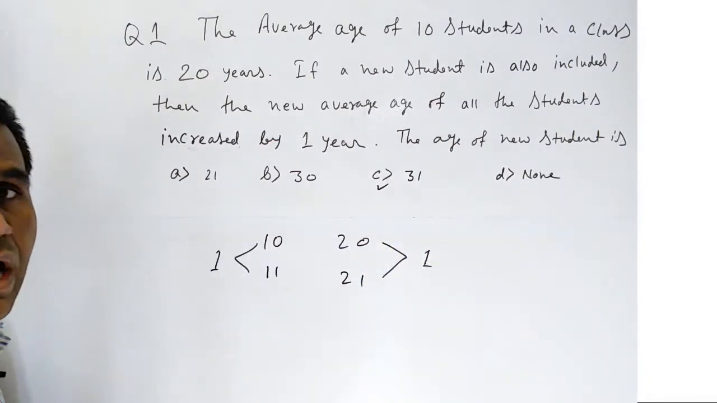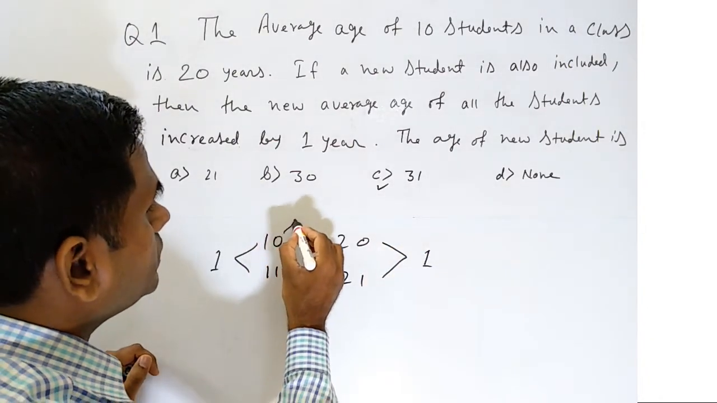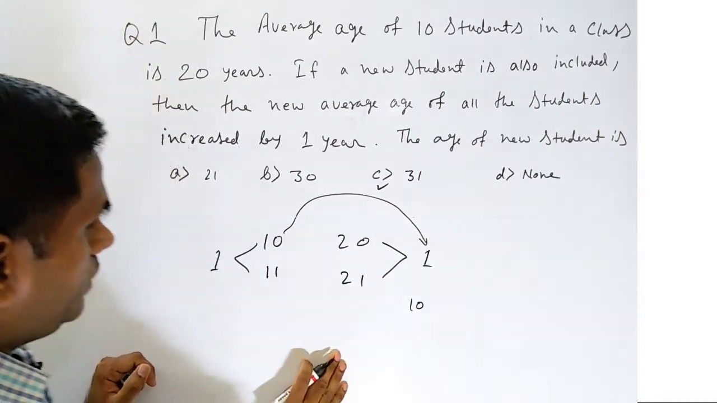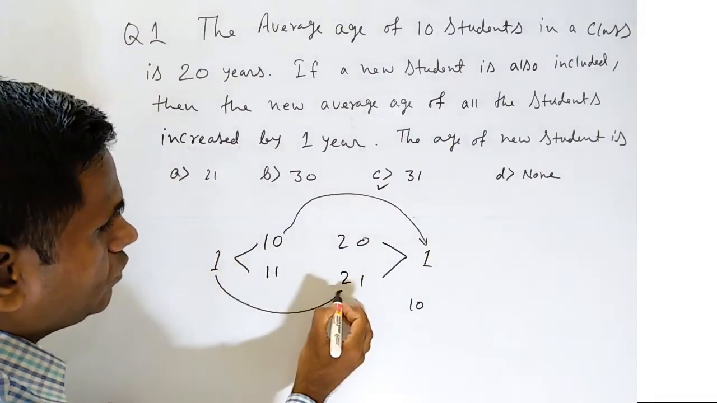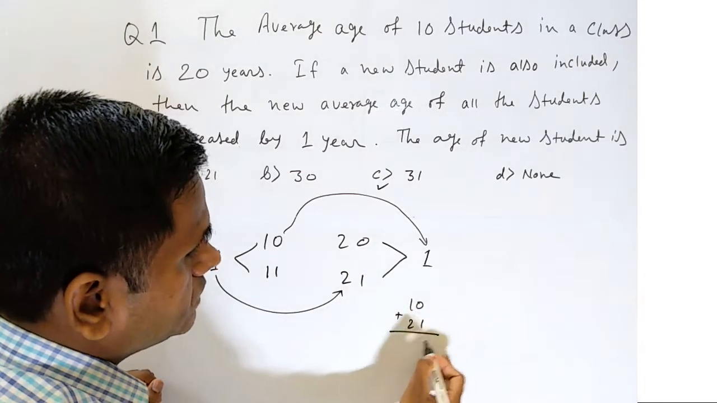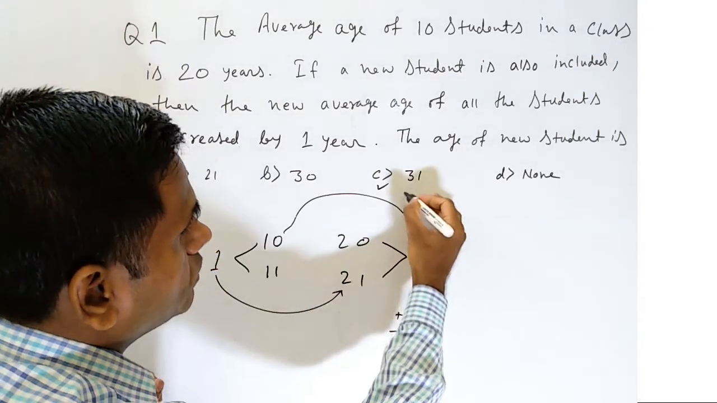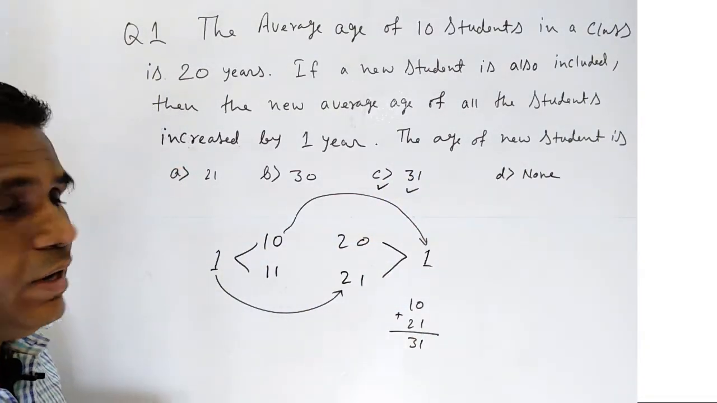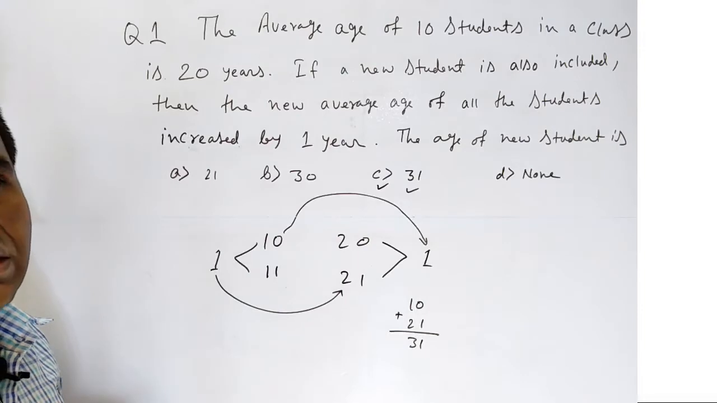Now what we have to do is multiply this 10 by 1, so it will become 10. And multiply this 1 by 21, so this will become 21, and add these, it will become 31. So 31 is the answer. This is the easy method, friends. So let us solve one more problem using this method.